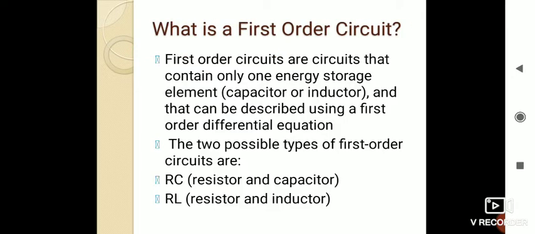So what is a first order circuit? A first order circuit is a circuit that contains only one energy storage element. It can be a capacitor or an inductor, and it can be described using a first order differential equation. The two possible types of first order circuits are RC, which is a resistor and a capacitor, and RL, which is a resistor and an inductor.